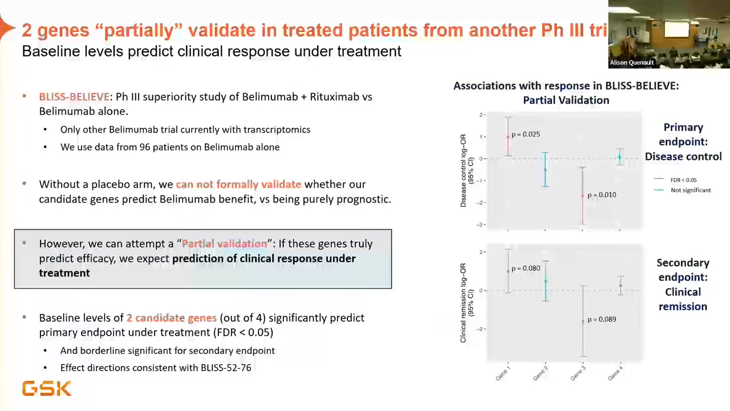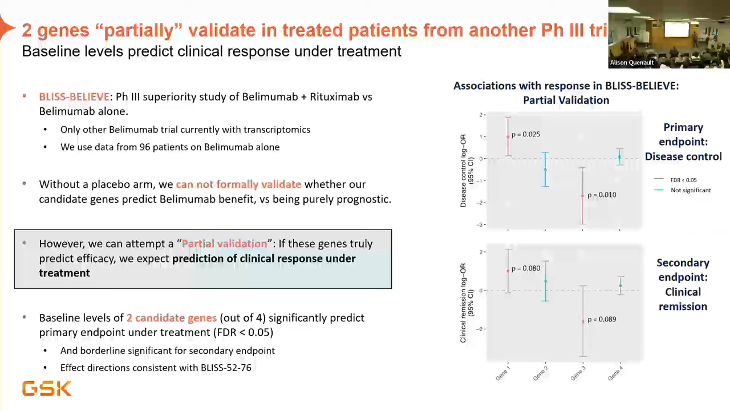I should have had a slide on this, but the nature of these effects is that they correlate with response under treatment and they don't really under placebo. So if we go to an independent set of treated patients, it would be reassuring if we see correlation between baseline values of these genes and clinical response. It wouldn't be validation, but it would be reassurance. So that's what I'm calling partial validation.